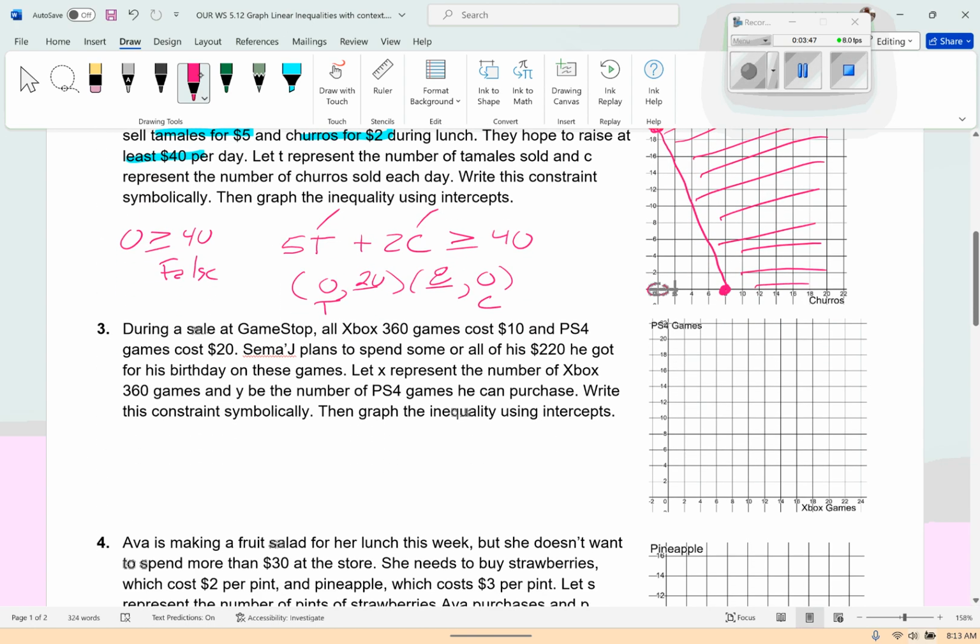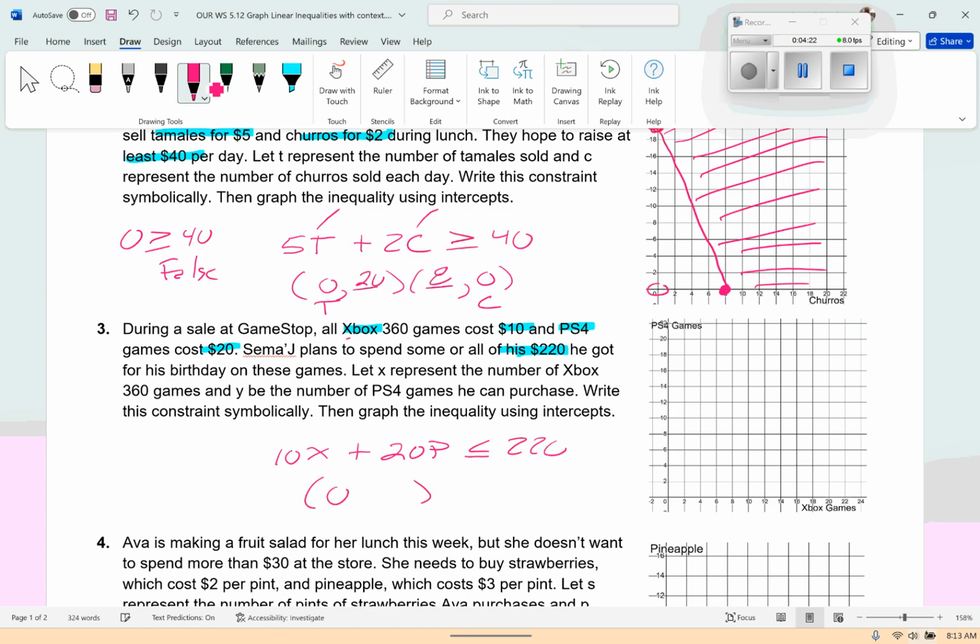Number 3, a sale at GameStop. All Xbox games are $10 and all PS4 games are $20. It says Sema wants to spend up to all of his $220. So we're going to go $10 Xbox plus $20 P, and he doesn't want to spend any more than his $220.